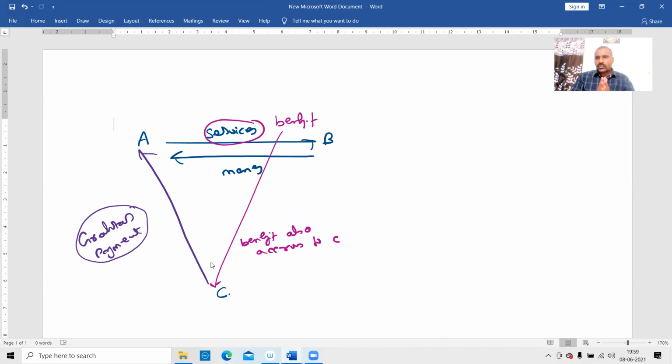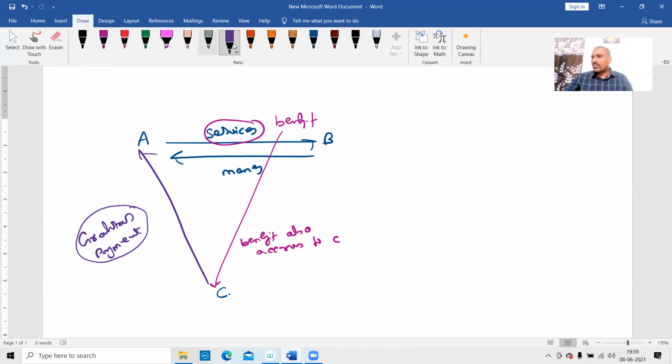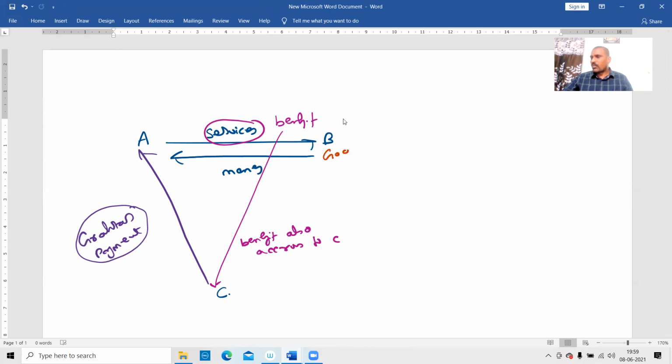Say for example, B is our client, the government. We have rendered services to the government. That means I am a lawyer. I argued the case on behalf of the government, and the government paid money to me. But that case is related to environmental pollution. There is some factory running in a particular place, and the government wants to close that factory.